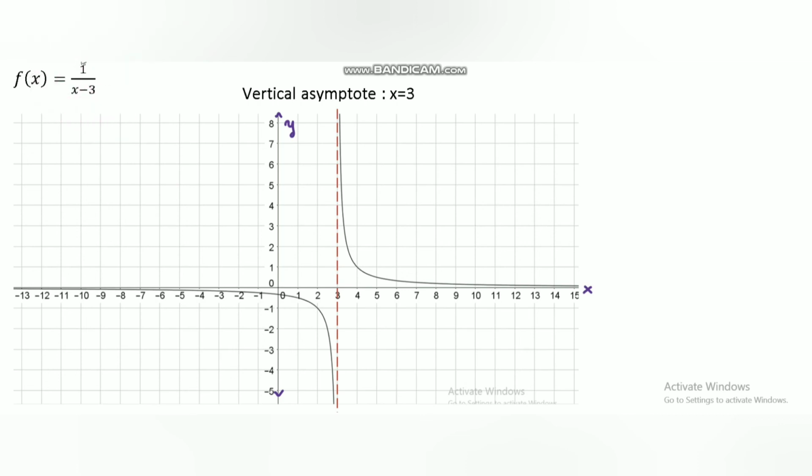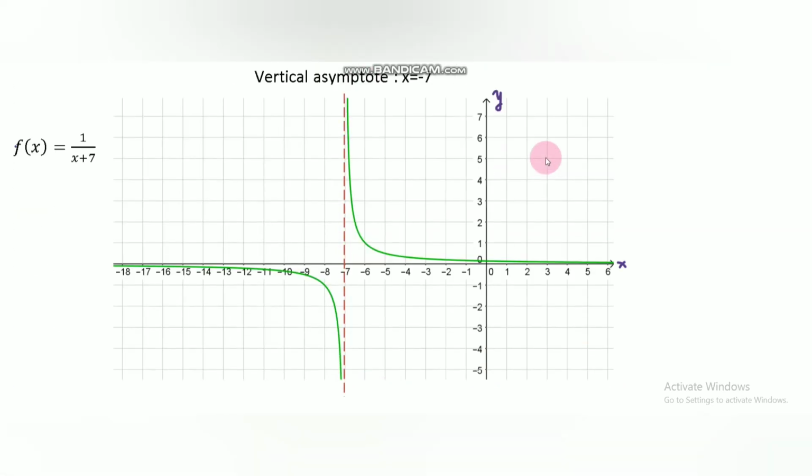This is the simplest form you can get, but there is still a factor on the denominator. This factor has a zero, which is 3, and that 3 will be another discontinuity, but it's not removable. It is a vertical asymptote. So let's go to the second example. If I have this function, 1 over x plus 7, how do we sketch it fast?